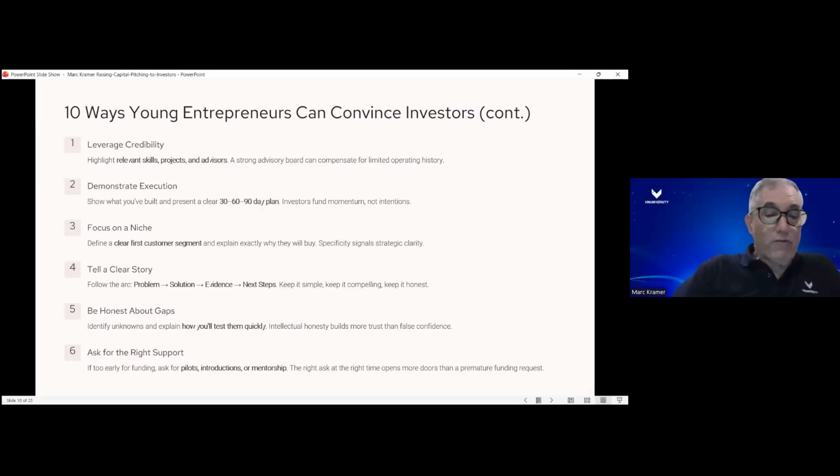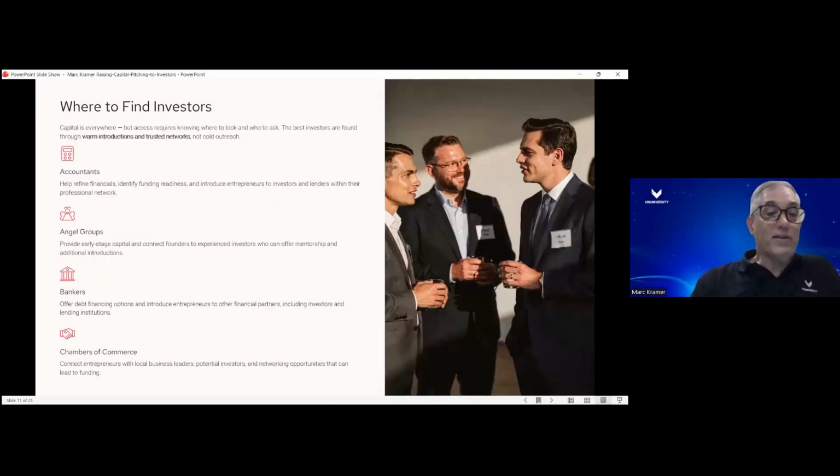Ask for the right support. When I look at investors, I want an investor who can give me more than a check. I want somebody to be a sounding board, open up doors for us. So when you're convincing investors, you've got to be thinking about that. Where do you find the investors?